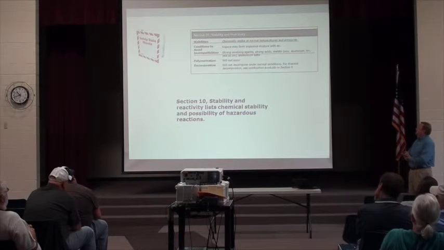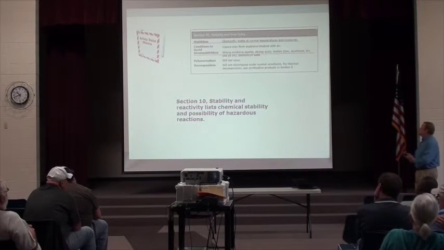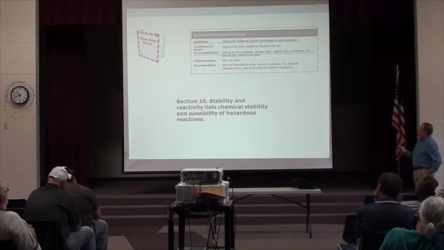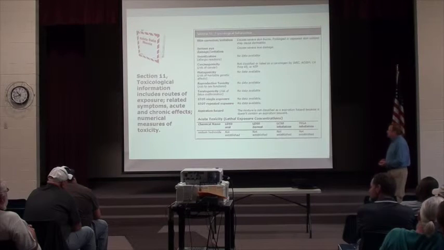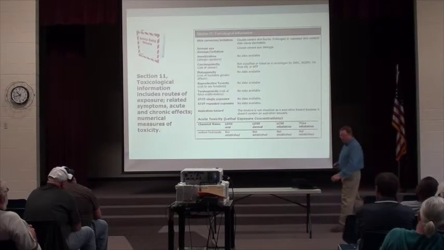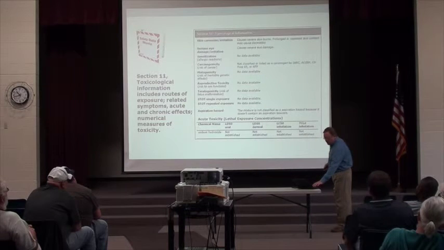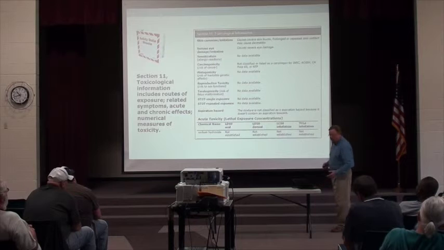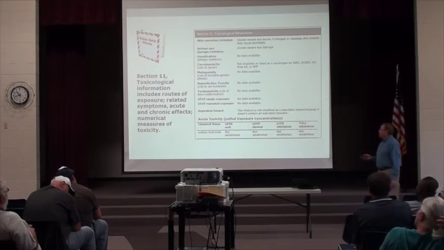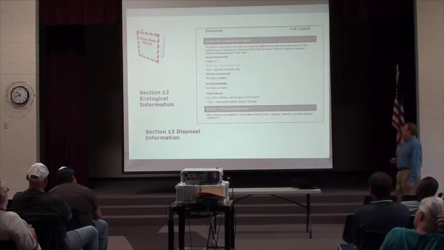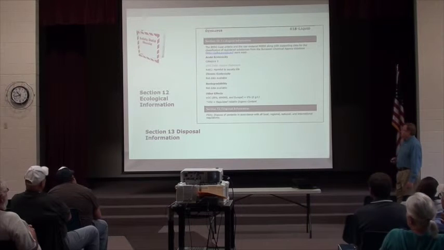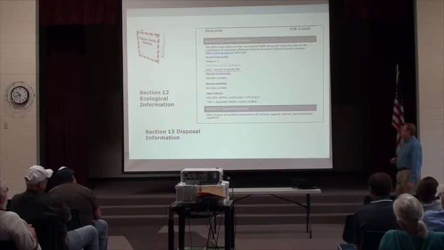This one says this particular chemical is a strong oxidizing agent. You wouldn't want to get it around zinc, aluminum, or tin, because you get a chemical reaction when you put this together with aluminum. Section 11 is information that you typically don't even have a use for, but this is your toxicological information. Then there is your ecological information in section 12, and section 13 is your disposal information.